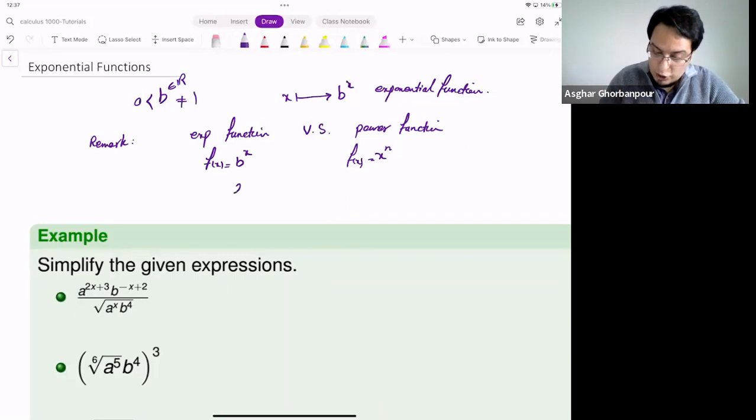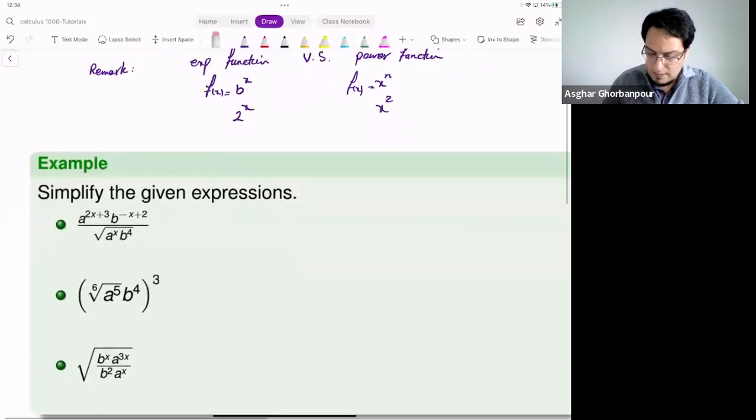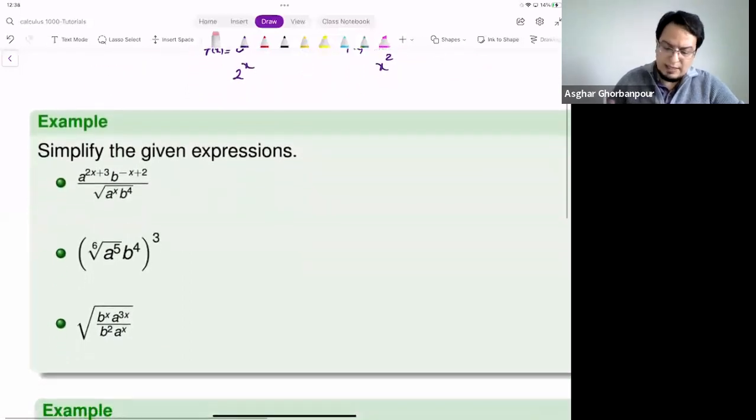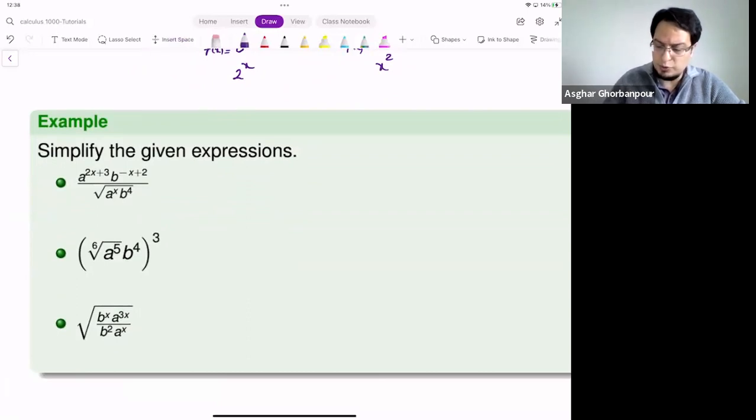In other words, 2 to the power x is an exponential function, while x to the power 2, f of x equal to x to the power 2, is a power function. So you have to make sure that you understand those properties. Well, the first thing, before we even look at these as functions, is the properties or exponential rules.